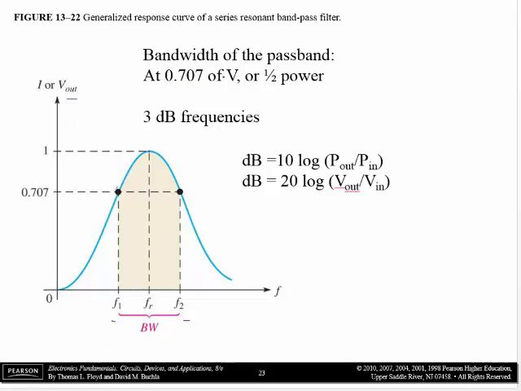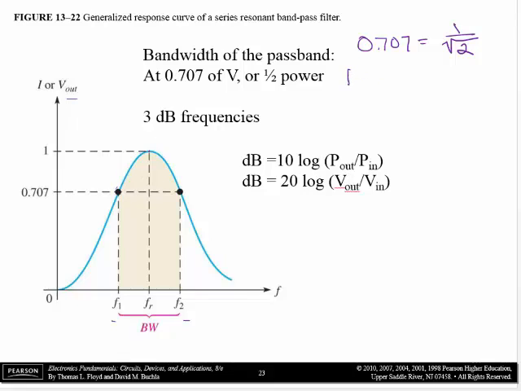So 0.707 is a rounded off number. 0.707 actually equals 1 over square root of 2. Check it in your calculator. We use 0.707 a lot just because it's easier than typing 1 divided by square root of 2, but the 0.707 is actually 1 divided by square root of 2. This is voltage. So we look at the voltage being down to 0.707 of the maximum.